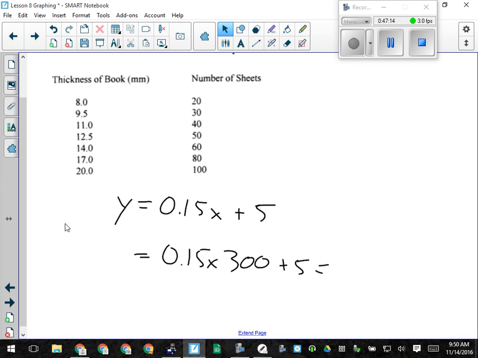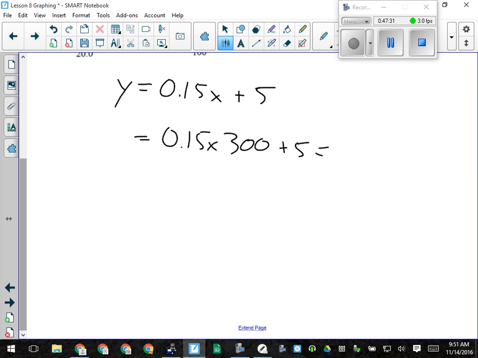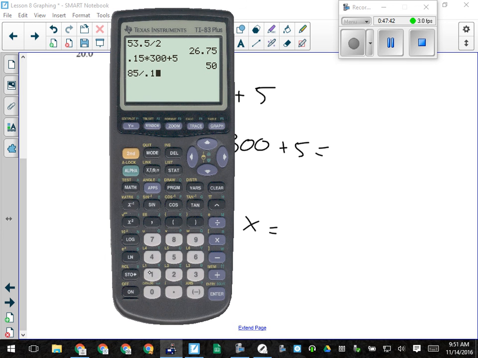No, there's no units because it says number, right? So we know it's just a number. And what about if I asked you how many sheets a 90 millimeter thick book would have? What are you looking for then? Then you're looking for x. So we would manipulate, right? And we would have 90 minus 5 over 0.15 would give me x. So we'd have 85 over 0.15. So it would be 566 pages, 567 pages, would be how many pages there would be.